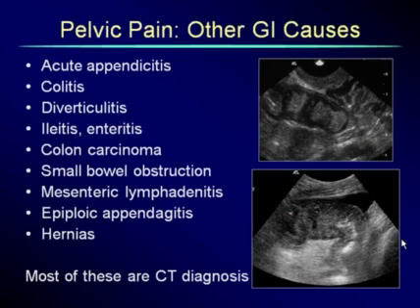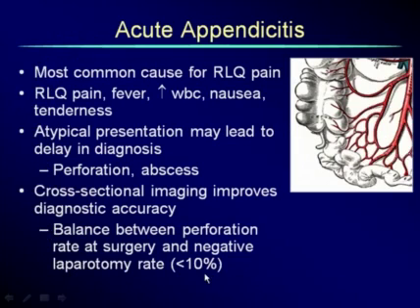Now, there are gastrointestinal causes of pelvic pain. Acute appendicitis is probably the best known cause of right lower quadrant pain. We can also pick up colitis, diverticulitis, ileitis, enteritis. Sometimes colon cancers show up on ultrasound. We can see small bowel obstruction and some unusual processes. Most of the time, these are CT diagnoses, but we sometimes see them on ultrasound.